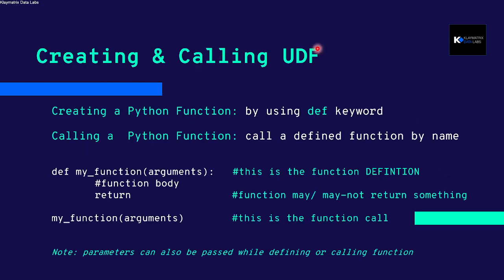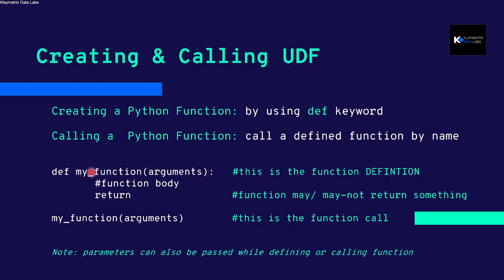So how do you create a function and how do you call it? Creating and calling a user-defined function. A user-defined function is, like we said, the function that we define and not the inbuilt ones. We define or create a Python function by using the def keyword, right? And calling a function in Python is done by just using the name of the function. So call a defined function by its name.